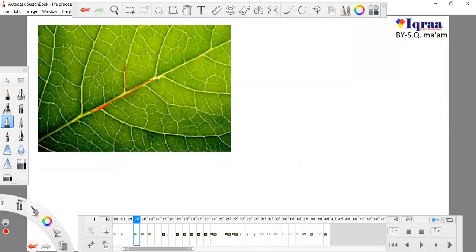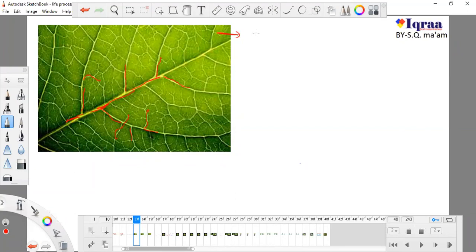This is a major vein and they are minor veins, and these are so many minor veins. So this is a major vein. This surface, they are two surfaces. Two surfaces means they are very thin, that's why it is known as leaf plate.